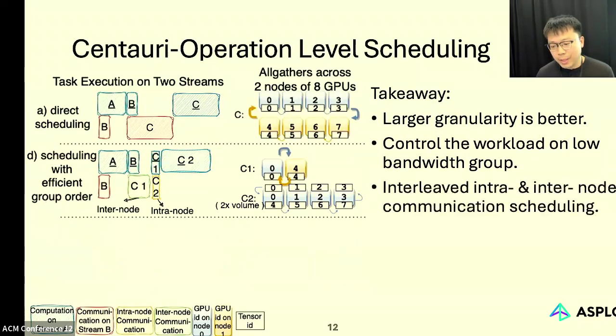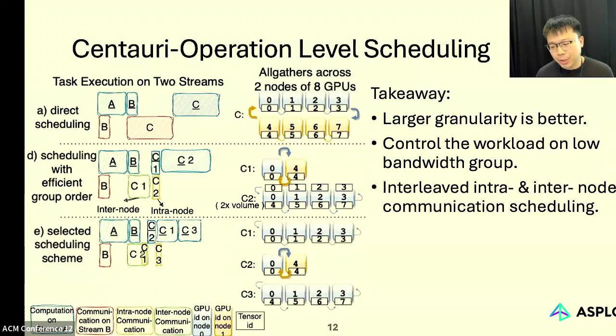And moreover, we can make use of a more refined group partition and adopt interleaved intra- and internode communication scheduling. In figure E, we divide the original all-gather operation into 3 all-gather operations, and both C1 and C3 are performed intranode, but C2 internode. Then by adopting this fine-grained scheduling, we can eliminate more bubbles and achieve better overlapping.